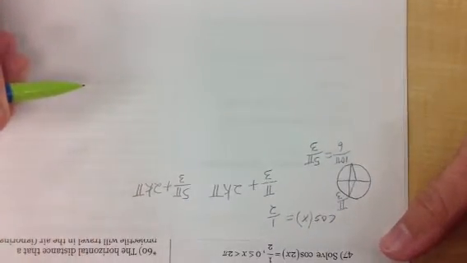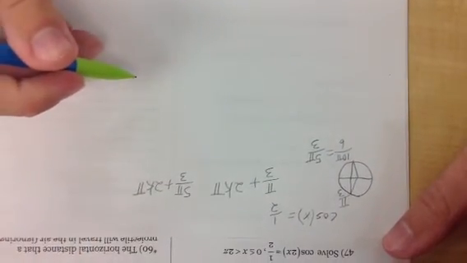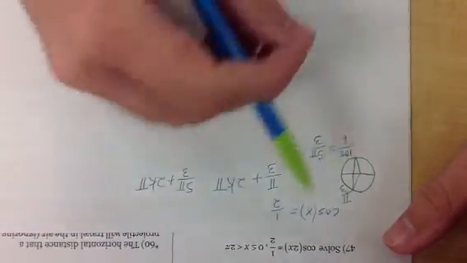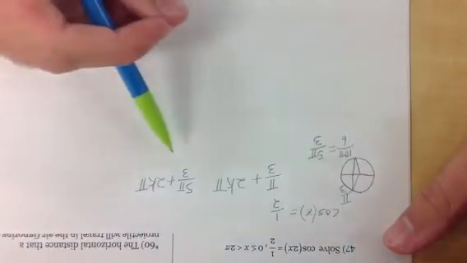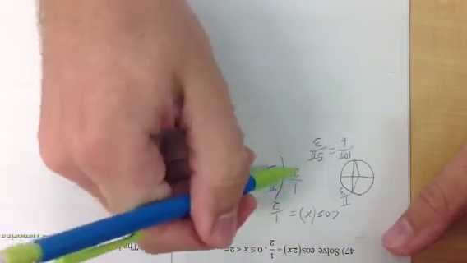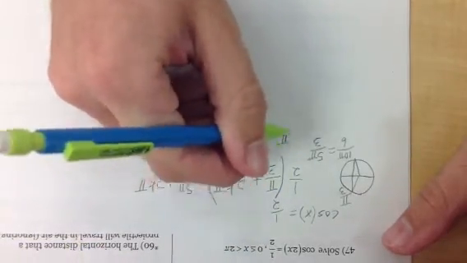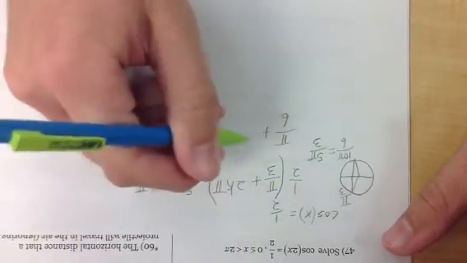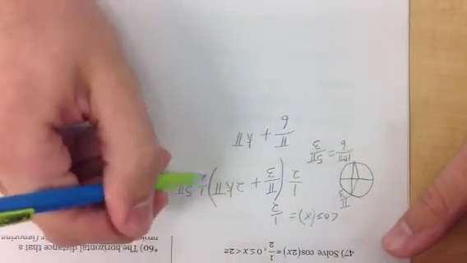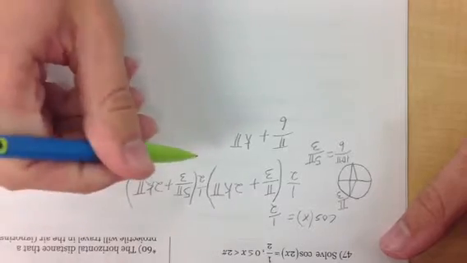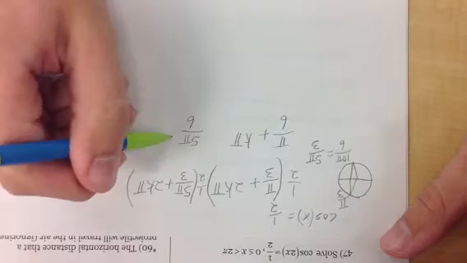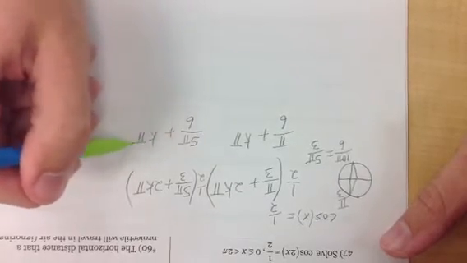Now since it's cosine of 2x instead of just cosine of x, you need to multiply both of these equations by 1/2. So when you do that, you end up with pi over 6 plus k pi, and for this one, you're multiplying that by 1/2. You end up with 5 pi over 6 plus k pi.